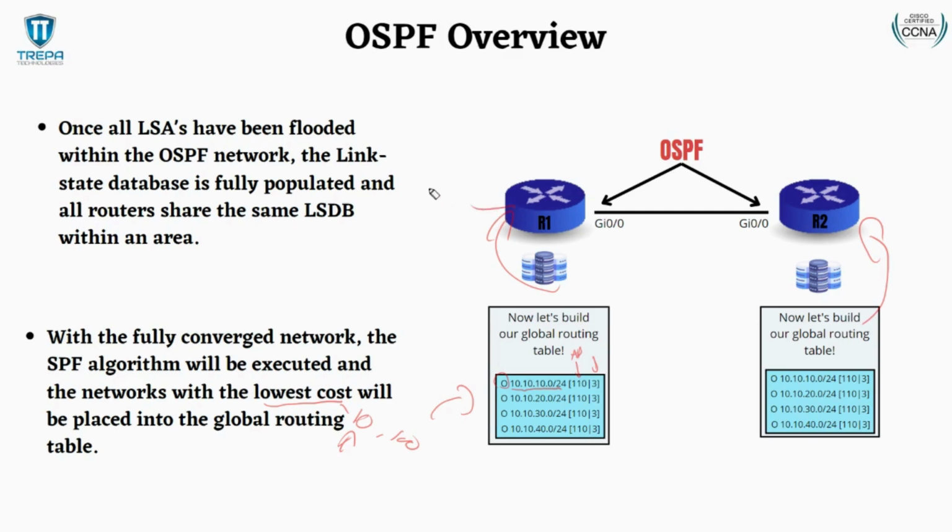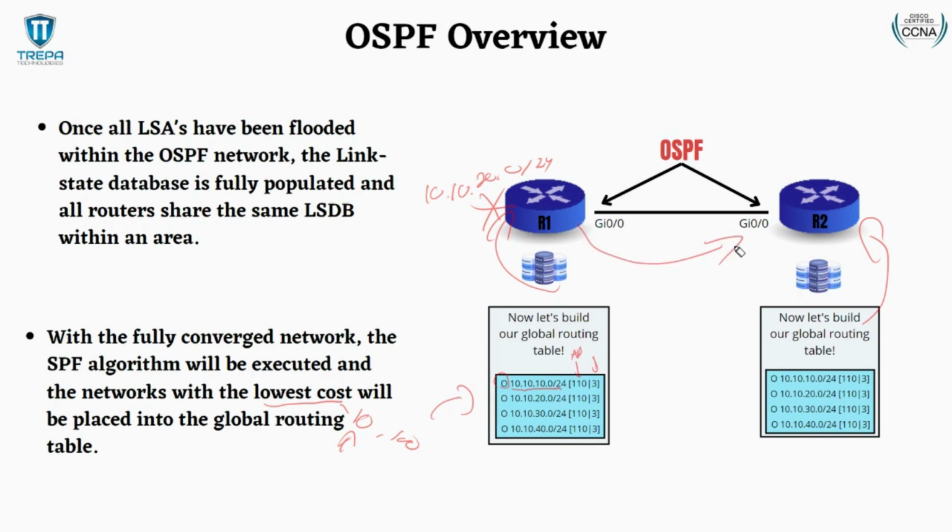So let's say this R1 has the 10.10.20 network, right? And that link goes down. So there's a link state change, right? The state of that link came down.